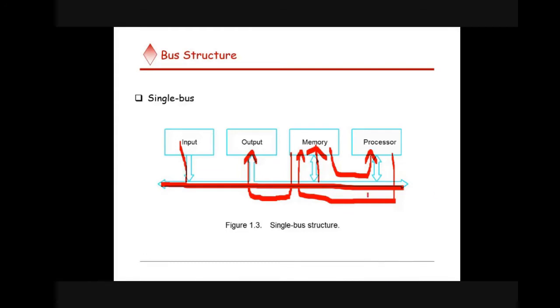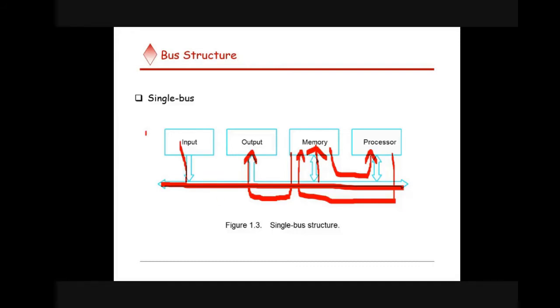So in that, actually this common bus will be used many times. But what is the drawback of the single bus structure? At a time only one transfer is possible, either from input device to the memory, or from the memory to processor, because the bus is common for all the units. So only one transfer is possible at a time in the single bus structure.